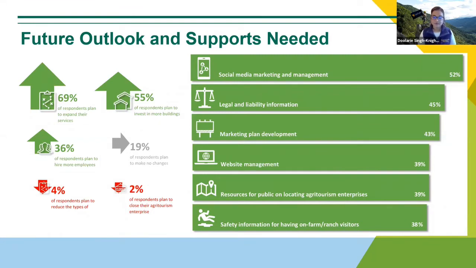And then the graphic on the right shows the percentage of respondents requesting supports. The top 6 supports are listed here. The top 3 are social media marketing and management, basically to improve communication; legal and liability information, again to mitigate their risks; and marketing plan development, to enhance their overall business model. Then their need for website management, resources for locating operations, and safety information overall.